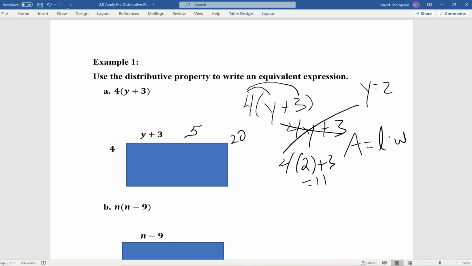So let's correct our mistake. We have 4 times y plus 12. Now if we plug in 2, 4 times 2 plus 12 gives me 20. So I did do the correct work. Make sure when you distribute, you do have to distribute all the way through.